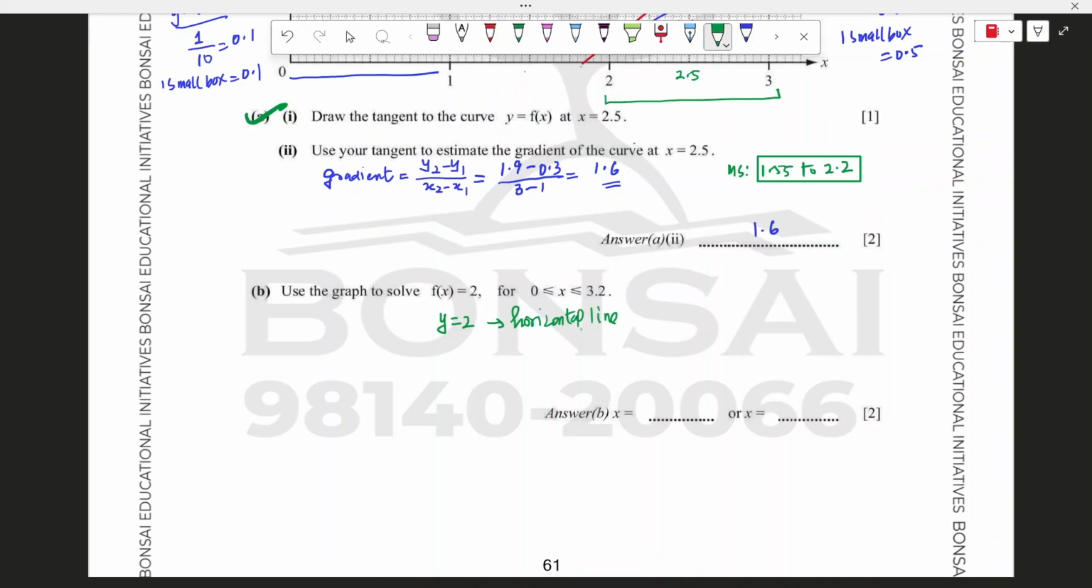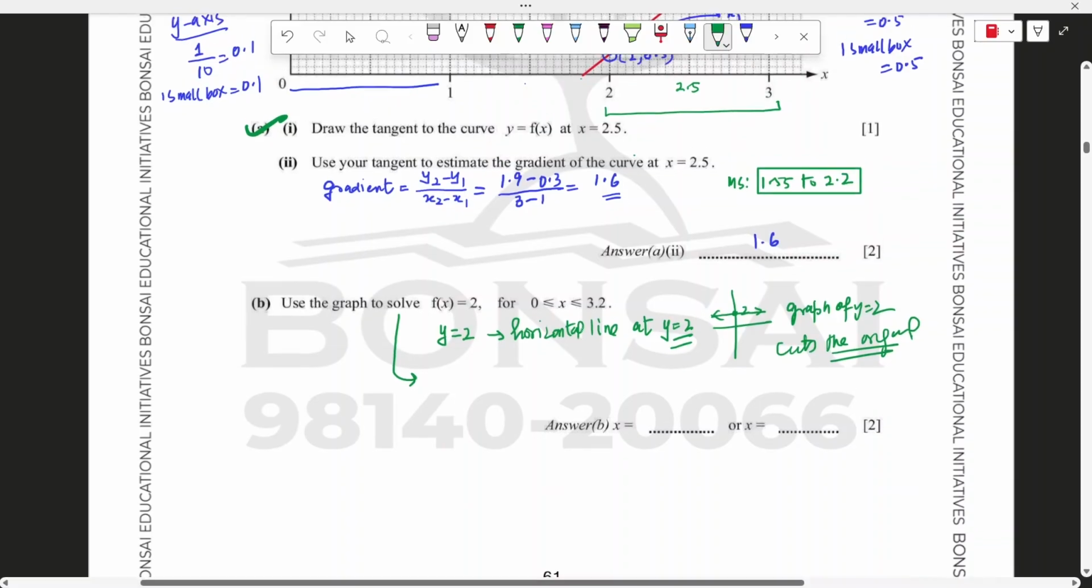Okay, a horizontal line at y equals 2. It means like this. If this is point 2, then this is going to be our graph. That is the basic idea that I'm trying to give you. Solutions mean where the graph of y equals 2 cuts the original graph, what had been given in the beginning. Okay, so that is the whole job which we have to do.